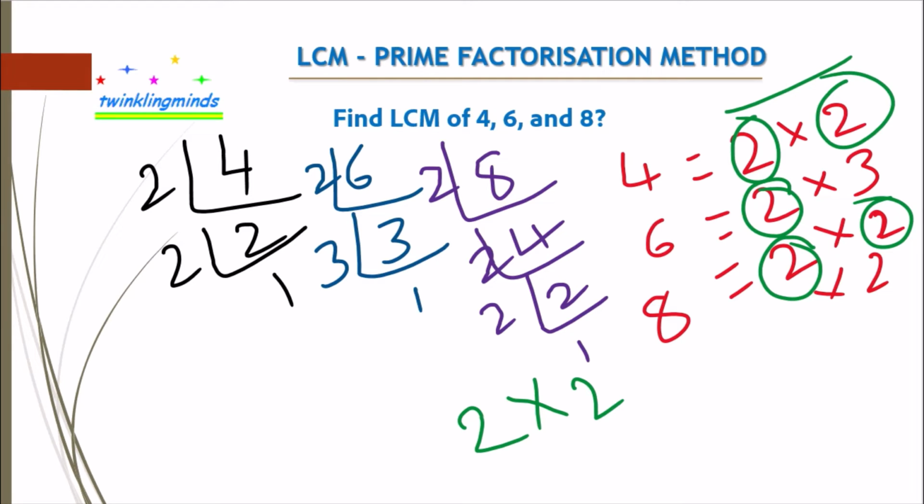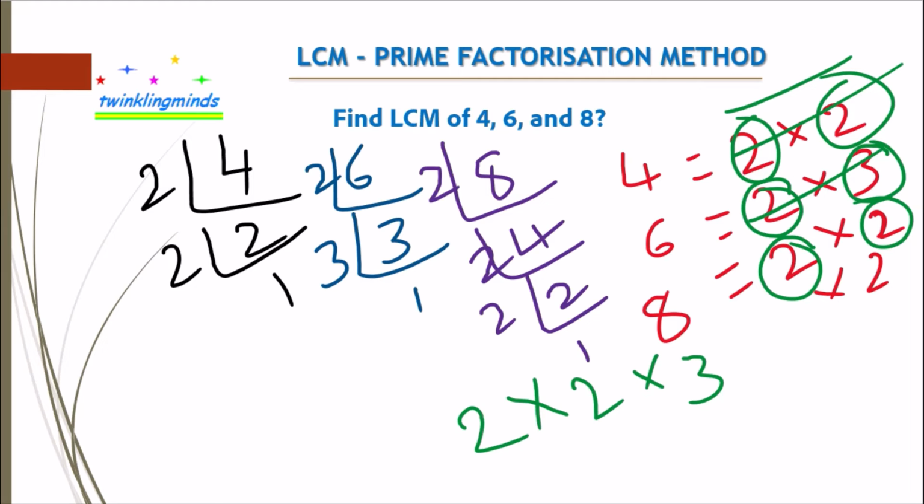Now in 6 we have a 3. Okay, now this 3, do we have any 3 in either the factors of 8 or in the factors of 4? No. So we'll consider this 3 right away. Now, do we have any other factor left in 6? No.